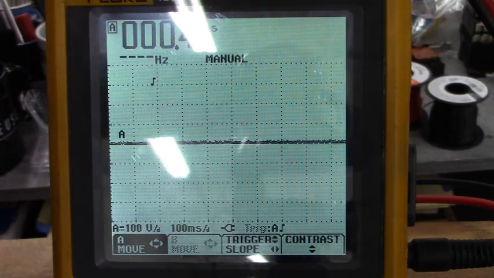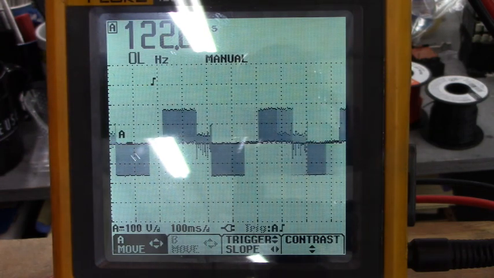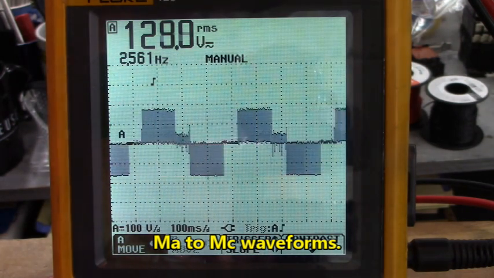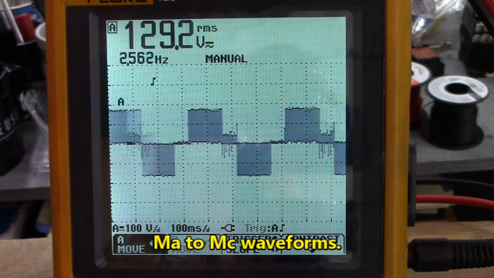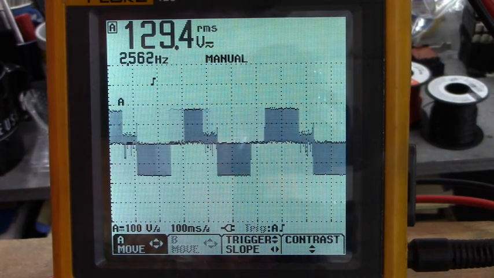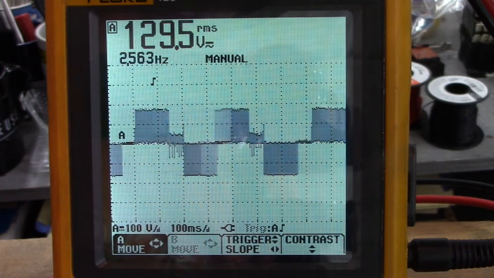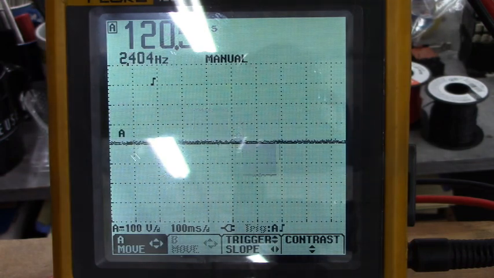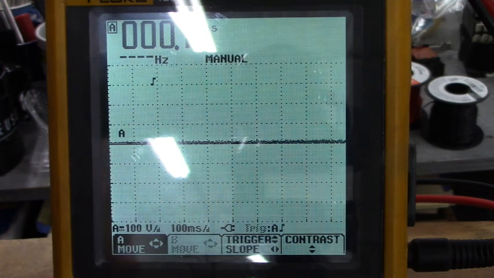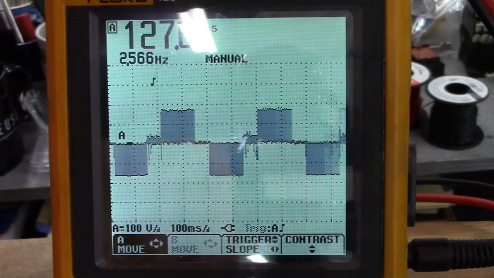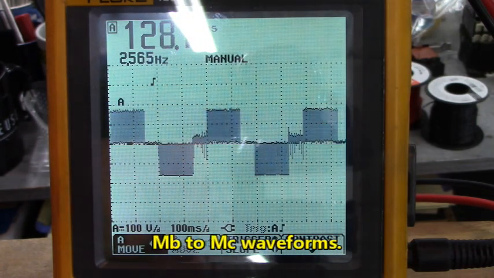Okay, enabling the drive to run. There's the MA to MC waveform. Stopping the drive. Let's go look at the MB to MC waveform. Enabling the drive to run. There's the MB to MC waveform.